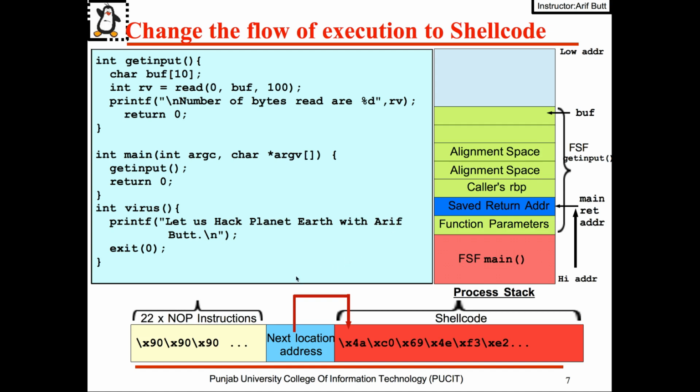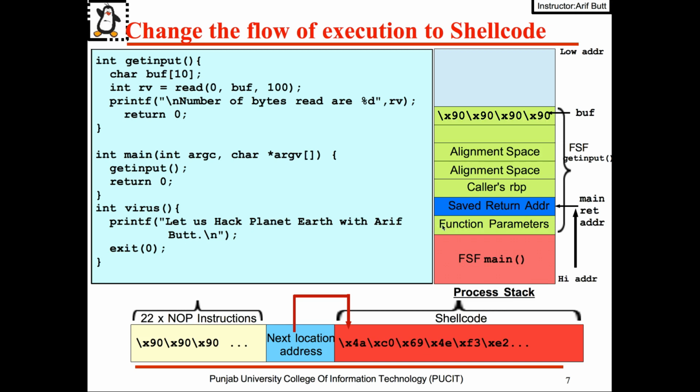We have about 22 no operation instructions that do nothing. On x86 its opcode is hex 90. Then we have the address of our shellcode, that is the next higher address, stack address. After that we have our shellcode. So we will override this address with this address.